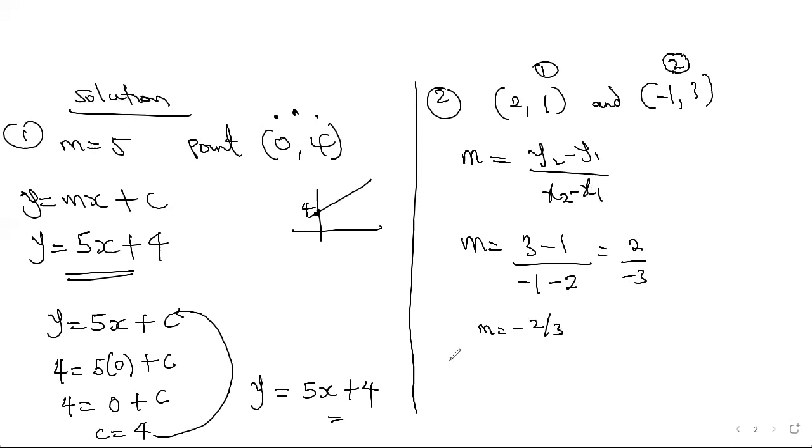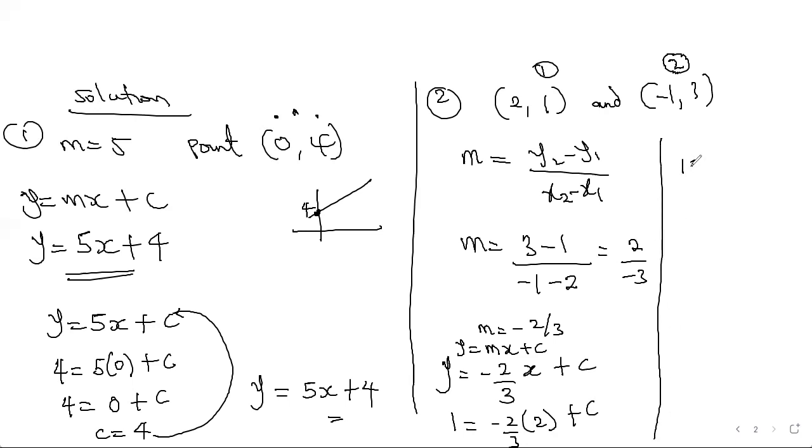So the equation will be y equals minus 2 over 3 x plus c. So remember y equals mx plus c. Now, something is still unknown. I don't know c, but I can calculate c because I know 2 points that the line passes through. If I use either of these 2 points, I can calculate c. So let's say I want to use point 1. I will substitute x for 2 and y for 1. So I'll have 1 equals minus 2 over 3, 2 plus c.